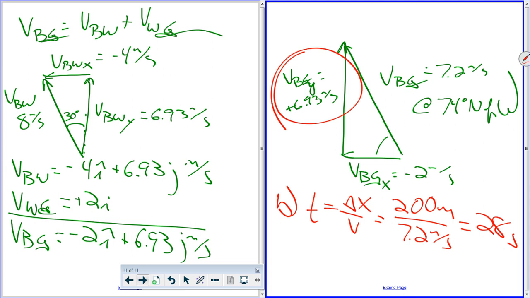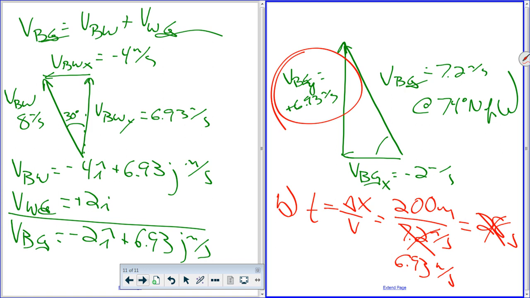The boat's got to travel 200 meters, so you just divide 200 not by 7.2, but by 6.93. The reason I put that on there was because I didn't want you to get 28; it's a rounding thing, so I was trying to highlight that you have to be careful. If you get something like 28.8, it's whatever 200 divided by 6.93 is. Good?